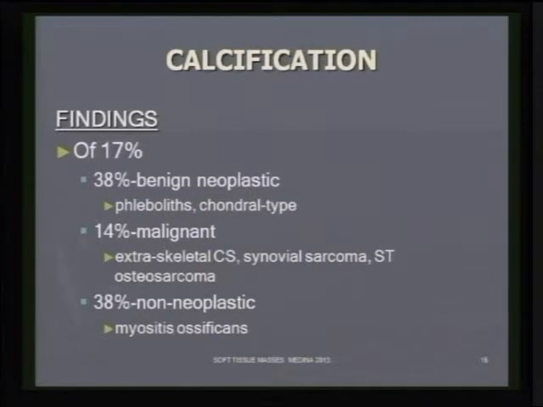It's more likely, as you can see here, that in about 76%, when you add the benign and the non-neoplastic cases together, if you see calcification within a soft tissue mass, in about 3/4 of the cases it's indicative of a non-malignant lesion. The different types of calcification I'll go into in a second, but calcification can occur in sarcomas, most commonly synovial sarcoma, but occasionally also we see extraskeletal chondrosarcoma and primary soft tissue osteosarcoma, which can also calcify and ossify.